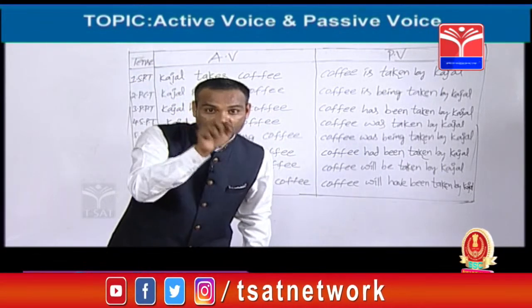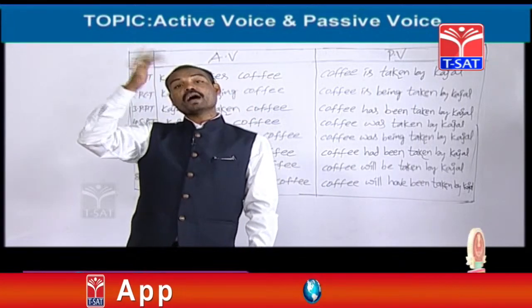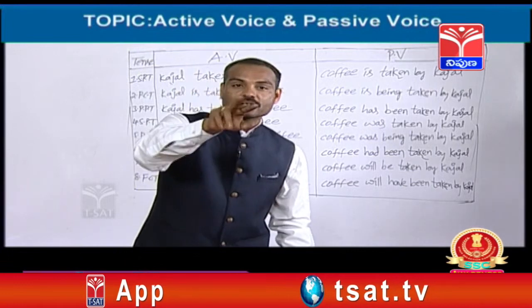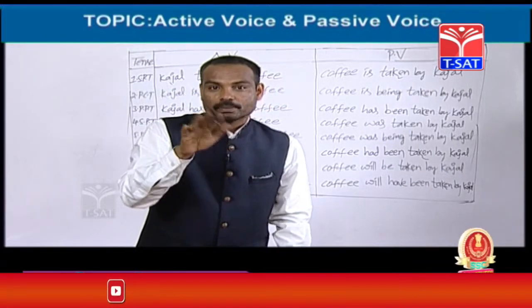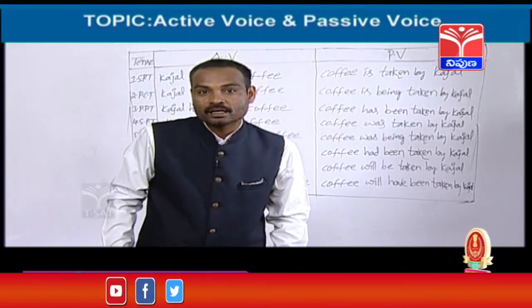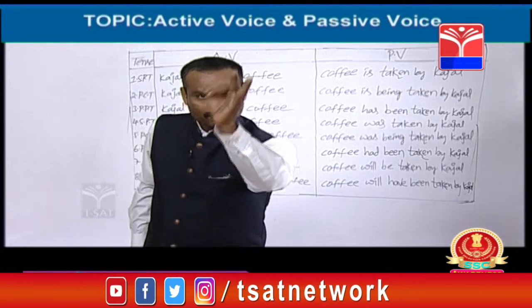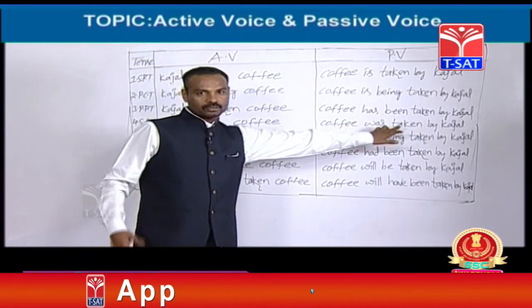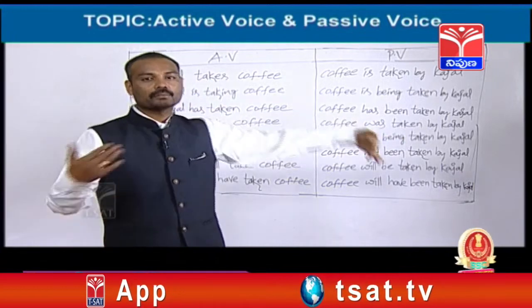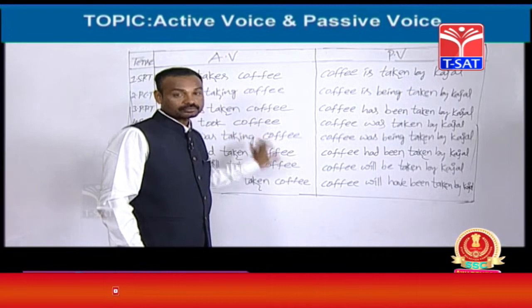Took, is it V1 or V2? Verb second form or first form? Second form. Second form means past. For past, there are two helping verbs, was and were. Come on, from between was and were, which one should be taken? Coffee is singular. So were should be taken or was should be taken? Was. Yes. Coffee was. Next main verb, that is common, V3: taken by Kajal. This is the example for singular.